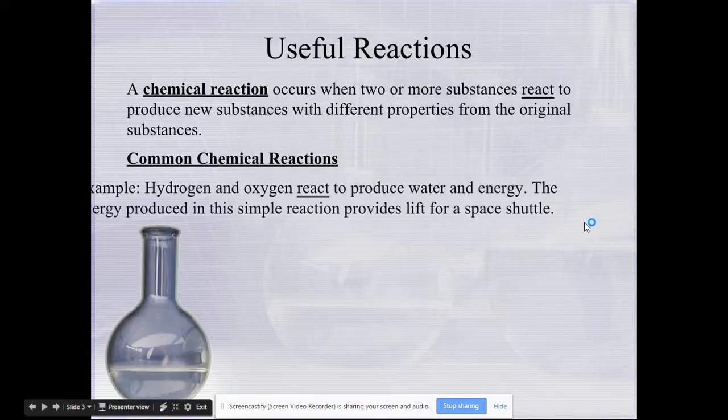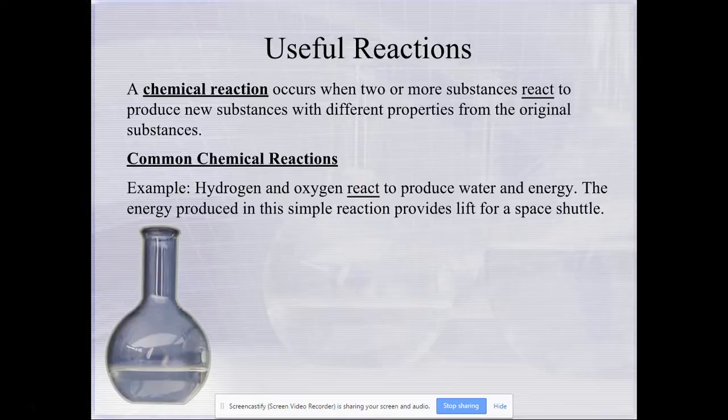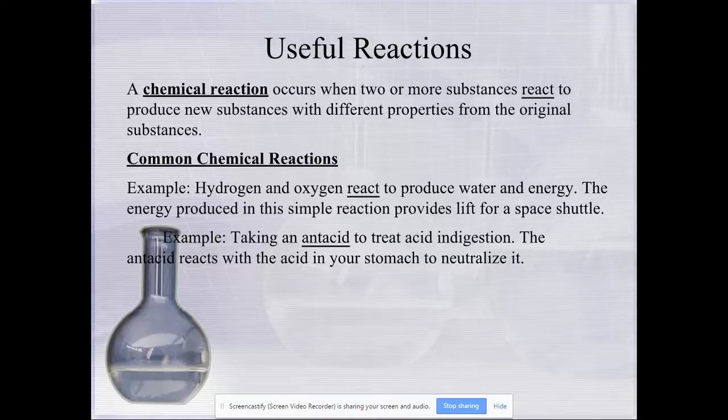Some common chemical reactions that we know. So the first one would be hydrogen and oxygen react to produce water and energy. The energy produced in this simple reaction provides lift for a space shuttle. Taking an antacid to treat acid indigestion. The antacid reacts with the acid in your stomach to neutralize it. So you see those commercials on TV where they're taking antacids.